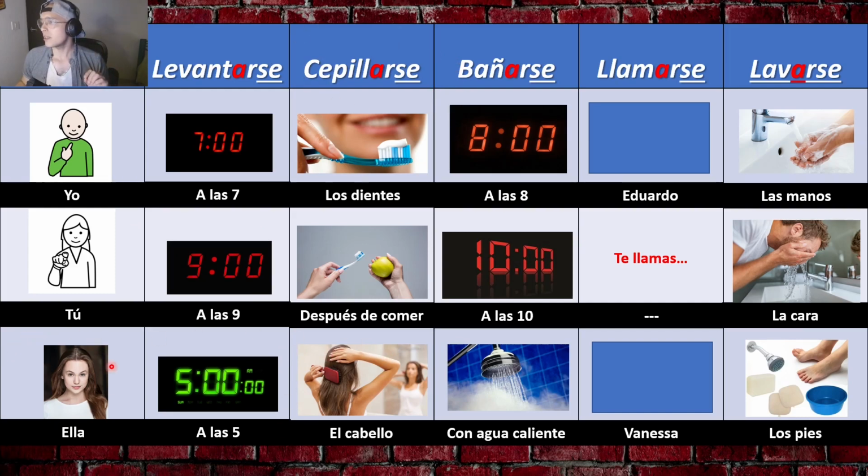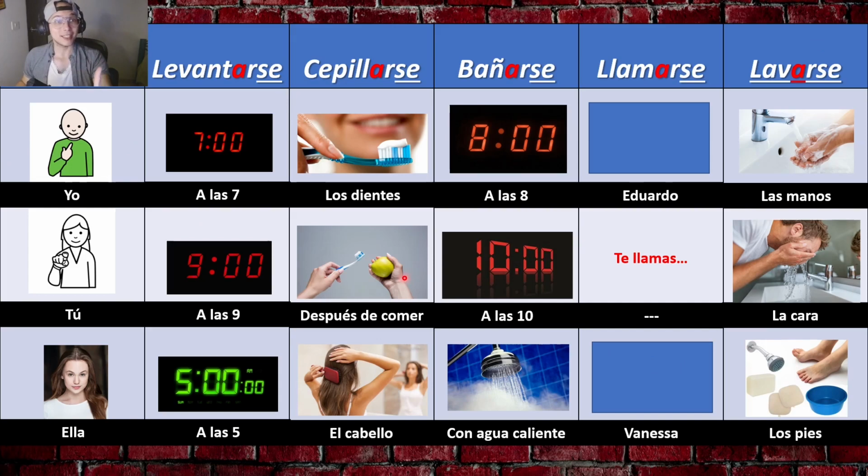Let's say, she doesn't take a shower at 8. And we say, ella no se baña a las 8. One more time. Ella no se baña a las 8. Muy bien. And now let's say, I don't wash my feet. Yo no me lavo los pies. One more time. Yo no me lavo los pies.